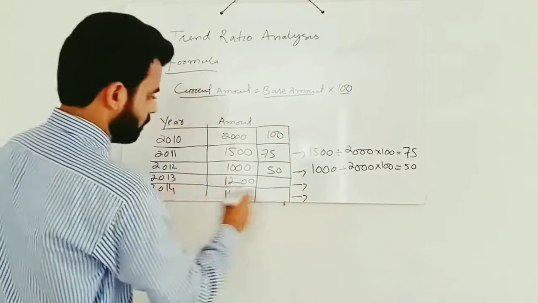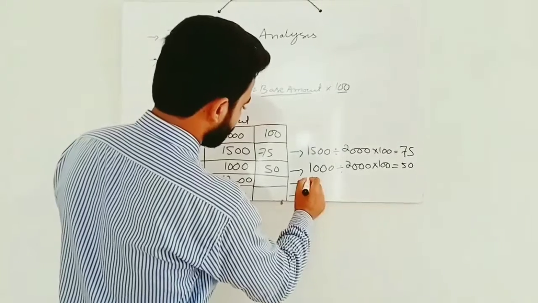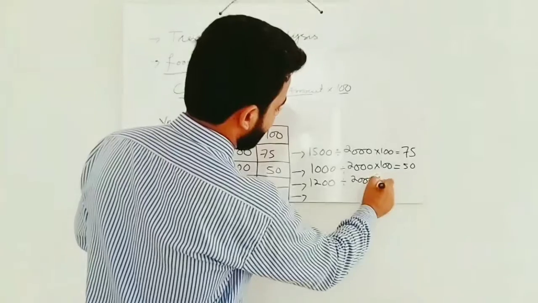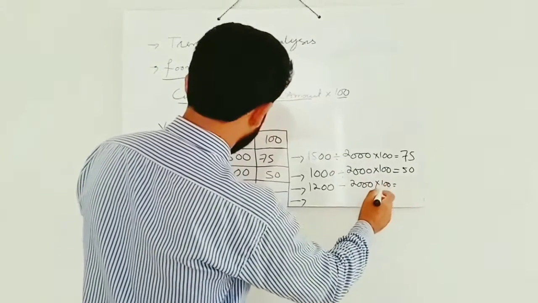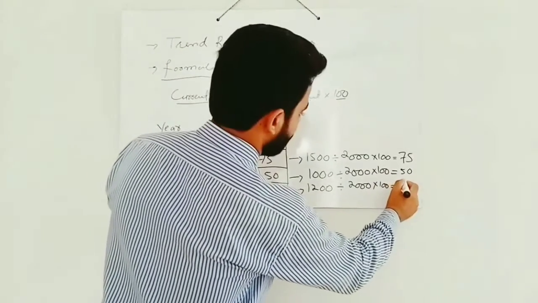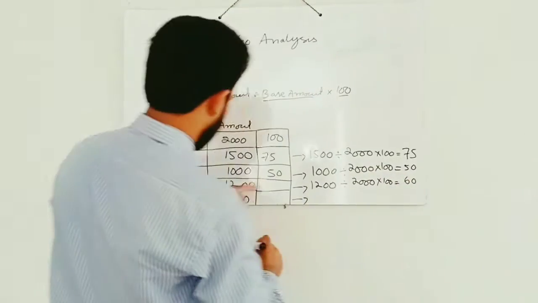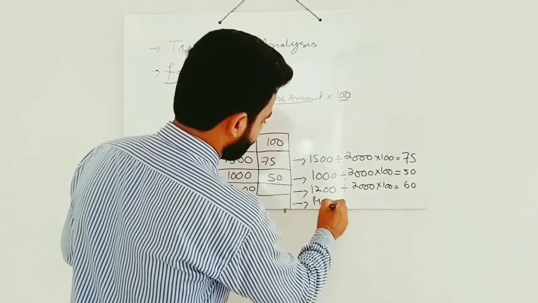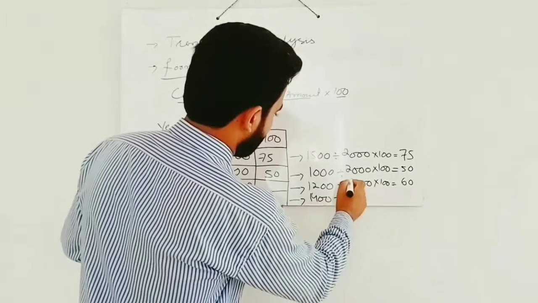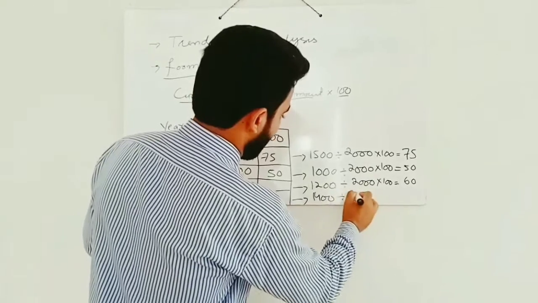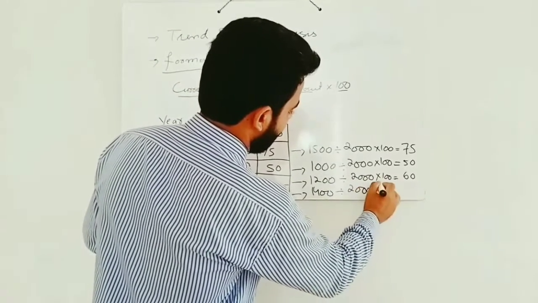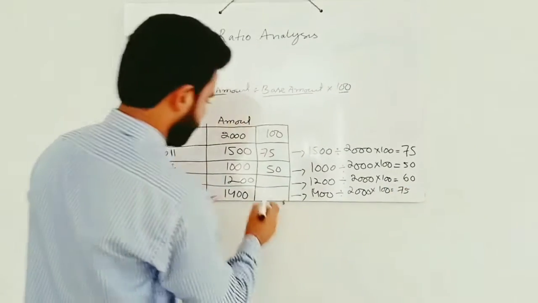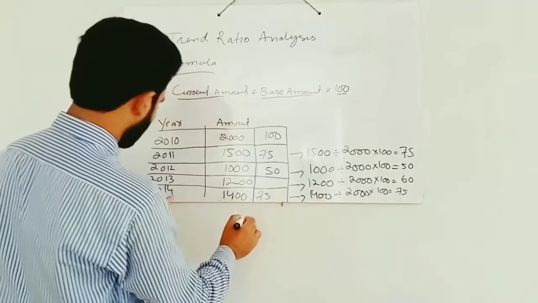Again for 2013, we have amount 1200 divided by the same base amount multiplied by 100. The answer will come 60%. Again the last year 2014, we have amount 1400 divided by base year multiplied by 100. Whatever the answer comes will be the ratio of 2014.